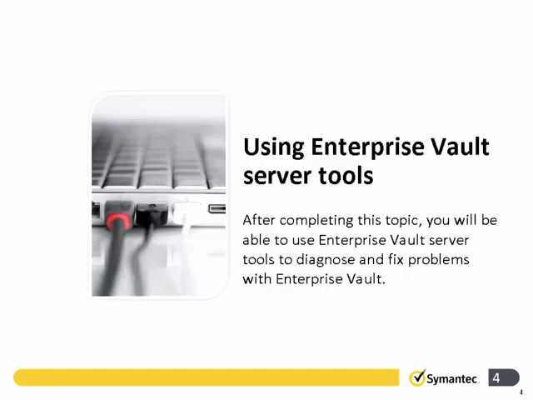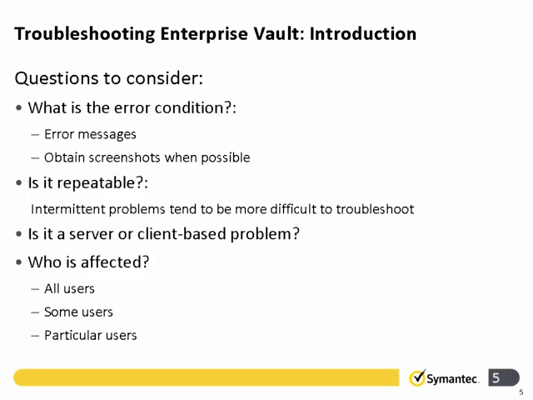First, looking at the Enterprise Vault server-side tools. When we're troubleshooting in Enterprise Vault, one of the things that you need to do is start to consider some questions as far as how this error is being represented or how it's showing up in your environment. So what is the actual error condition? Are you in fact getting an error message in the Enterprise Vault Administration console, or are you getting a pop-up? Are you getting it in the event logs? If you are getting it in the event logs, then you should try to save those event logs in order to send them off to support if you're able to do that.